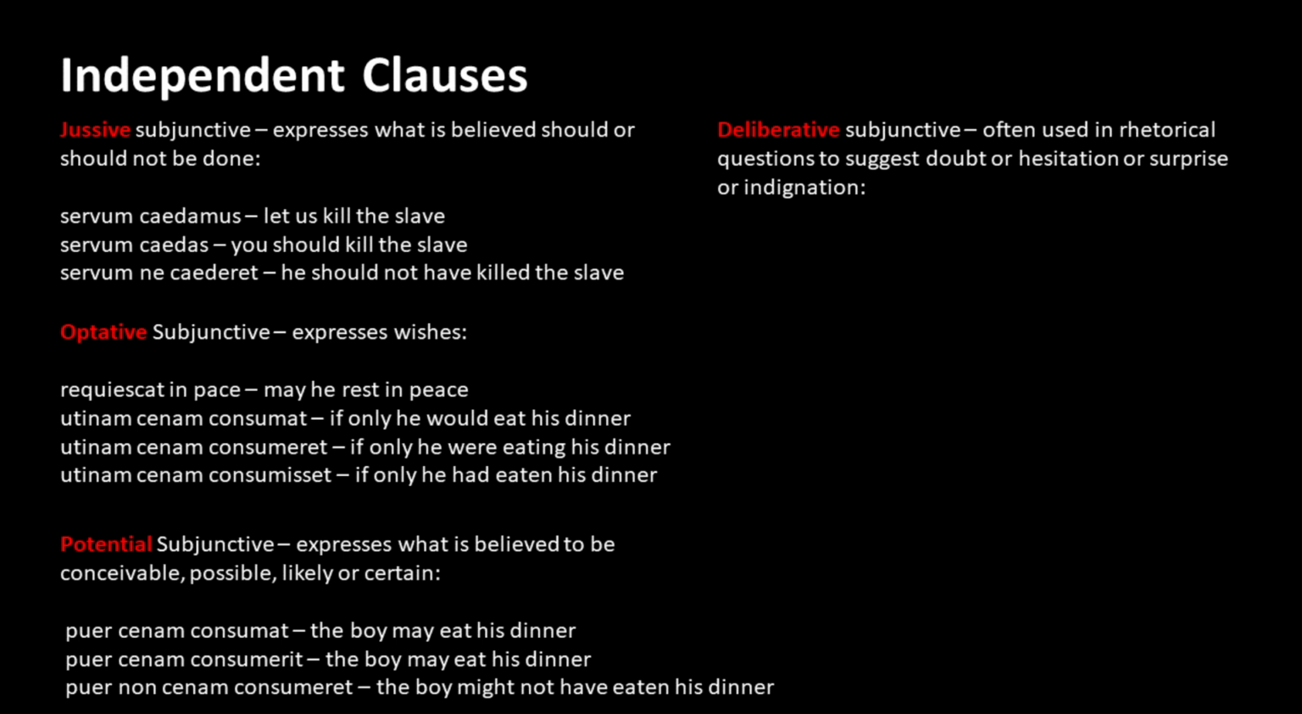This is often used in rhetorical questions to suggest doubt or hesitation, or surprise or indignation. Quid dicam? Present subjunctive of dico. What should I say? Again, notice how the present subjunctive is being used to discuss future possibilities. Discerem Latine? Was I supposed to learn Latin? Discerem, the imperfect subjunctive of disco, learn. Discerem Latine? Was I supposed to learn Latin?